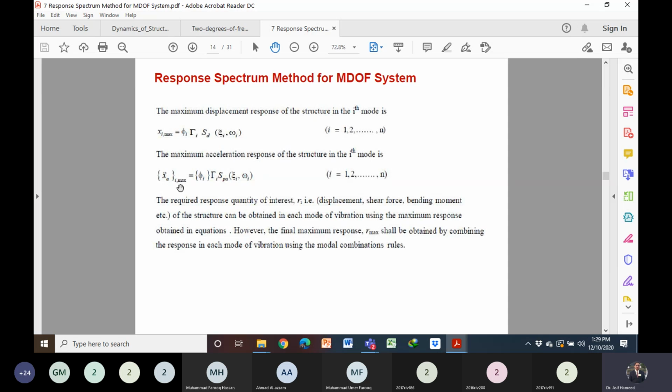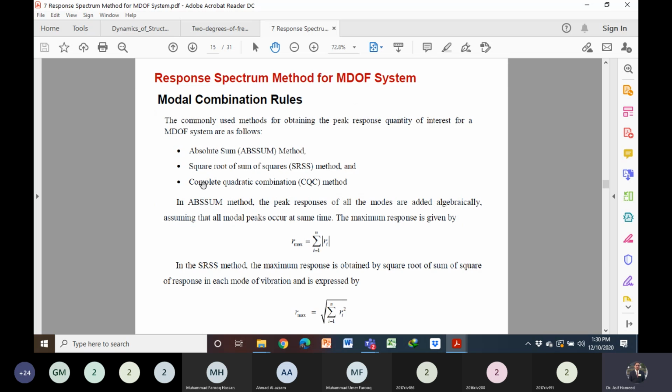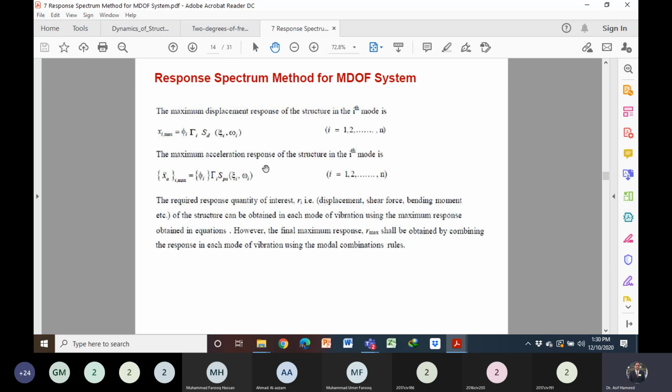Similarly, maximum acceleration, you can see from the acceleration response spectrum, and you can multiply with the modal participation factor and also with the relative amplitude or the acceleration for that particular mode. Okay. So we will have the response of the different masses in each mode of vibration.